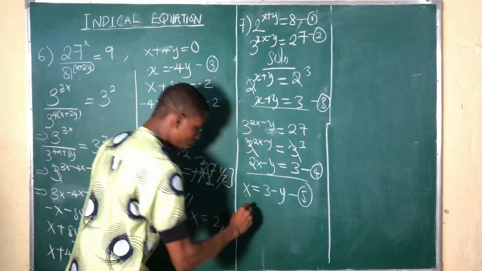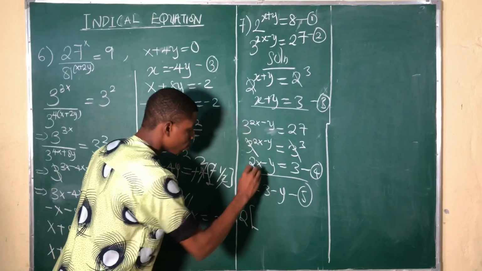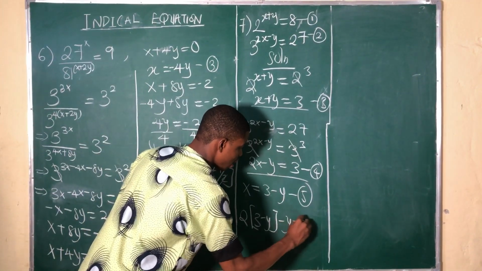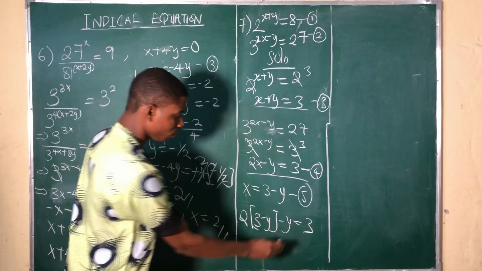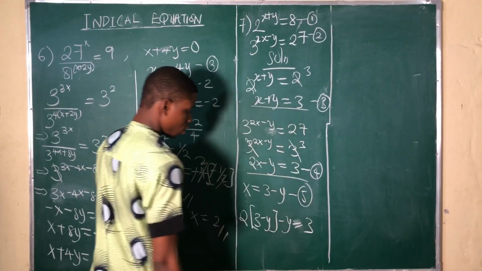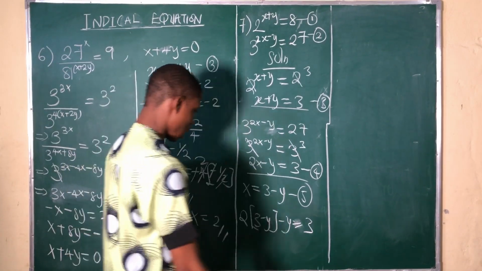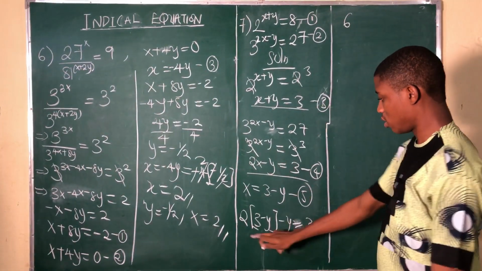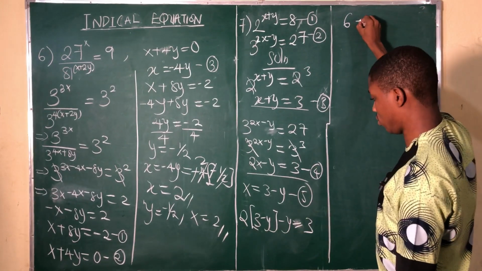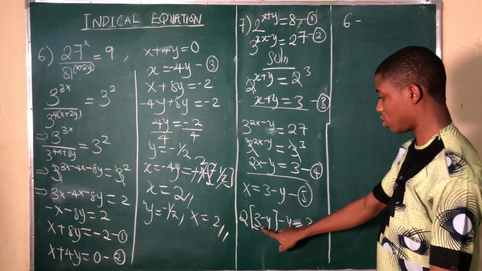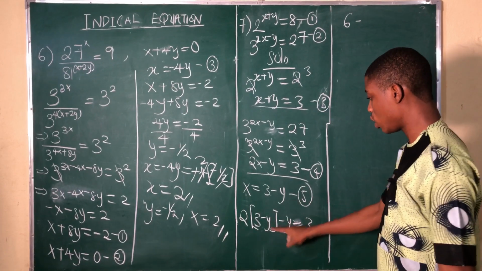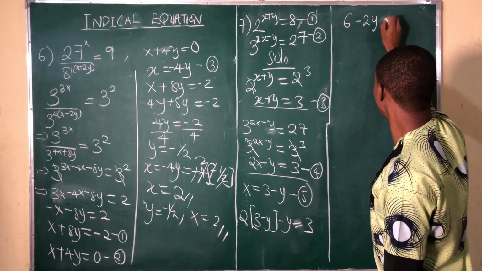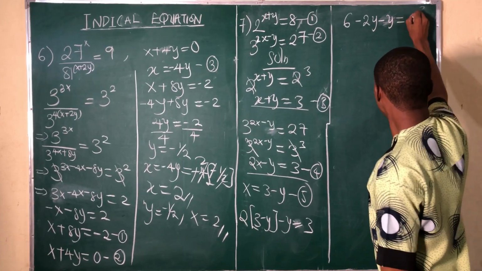So therefore, when you have 2 bracket 3 negative y, negative y is equal to 3. So we're going to open the brackets and we have 2 into 3 is 6, and we have 2 into negative y, we have negative 2y, negative y is equal to 3.